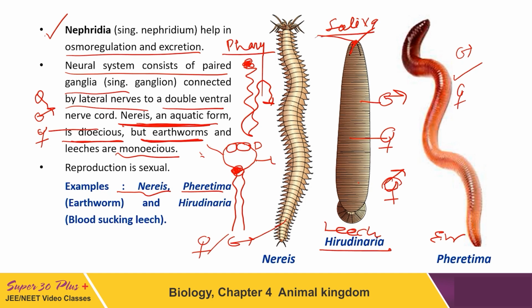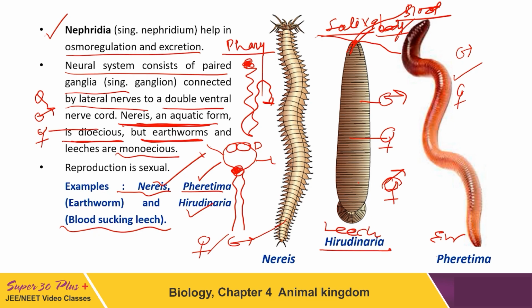When it gets attached to the body of any animal, saliva will prevent blood coagulation. If the blood coagulates, how will it suck? That's why this saliva has an enzyme which prevents coagulation of blood, and it will suck the blood. Blood will be sucked by this leech. Is it right? So examples are Nereis, Pheretima, and the blood sucking leech.